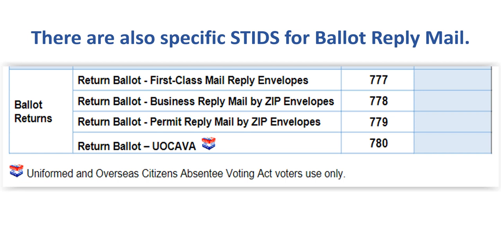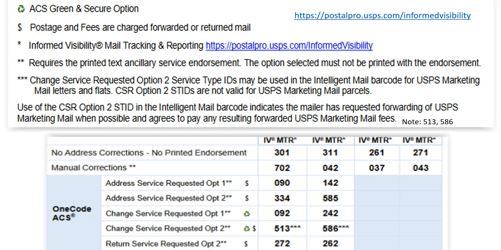But there's also some ballots that have reply envelopes in them, I'm sure. Either way, the barcode that is on the side that the post office reads when it's coming back must have a reply mail STID, and these are the ones for ballot mail.